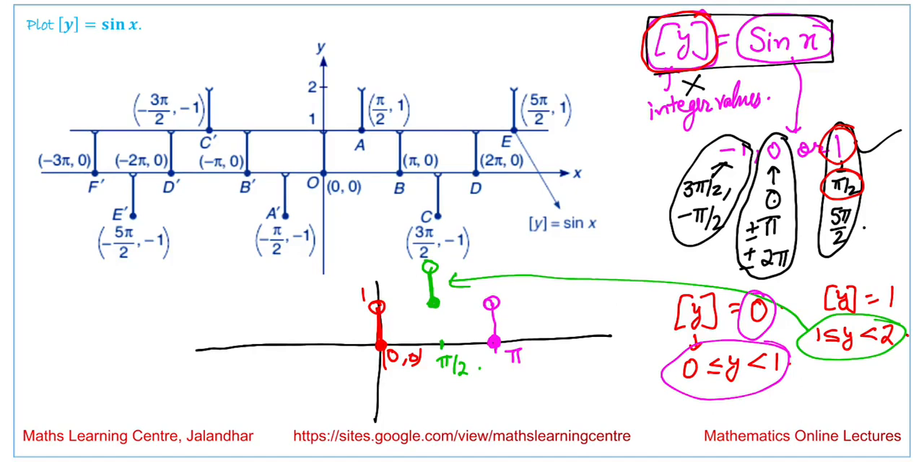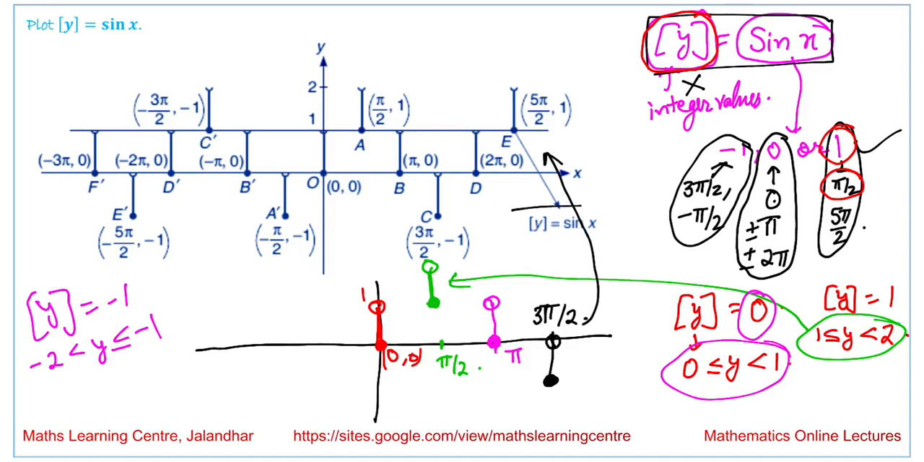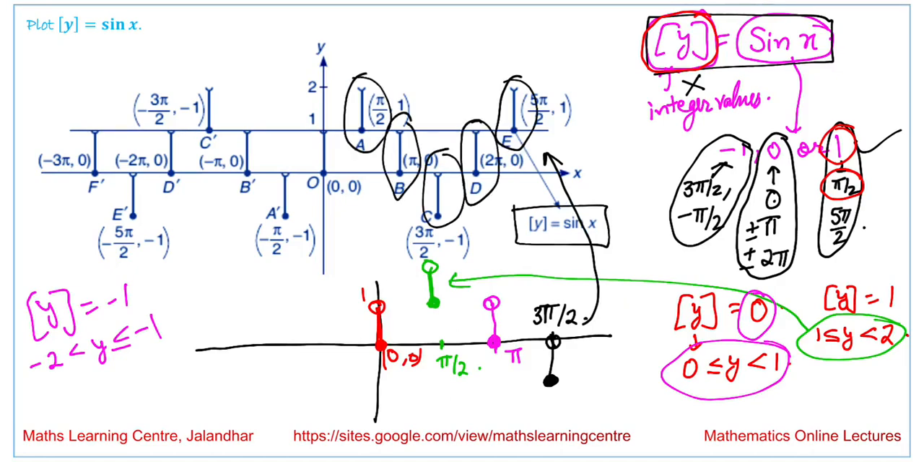Next it is 3 pi by 2. For 3 pi by 2 we obtain the greatest integer of y equal to -1. It means -2 < y ≤ -1. So the graph corresponding to the point 3 pi by 2 will be of this form. Likewise we can continue and we obtain the graph for the greatest integer of y equal to sine x. This is the graph corresponding to this function.